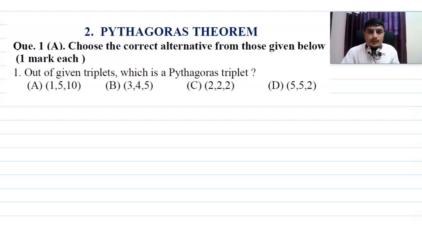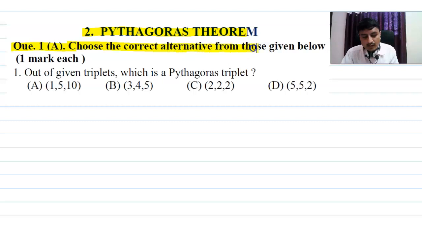In this lecture we are going to discuss chapter number 2, Pythagoras theorem. The 1 mark each questions asked in question number 1A and 1B as MCQs and solving. Those questions belong to the question bank provided by Maharashtra State Board. Look at question 1A.